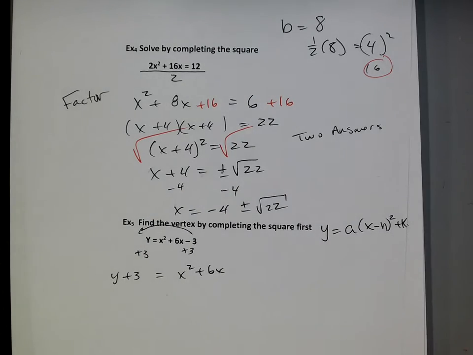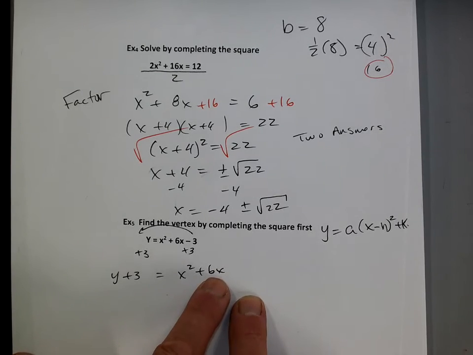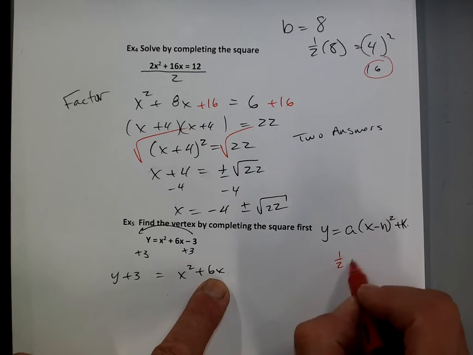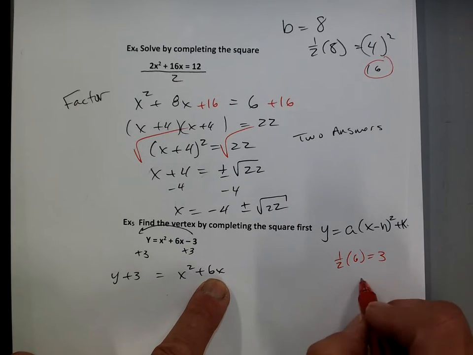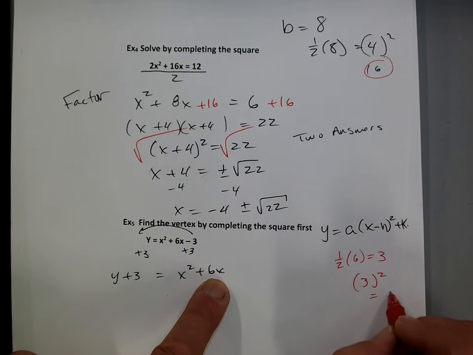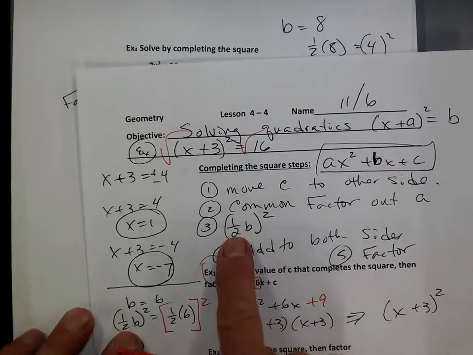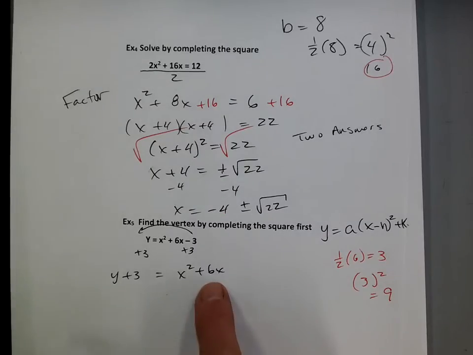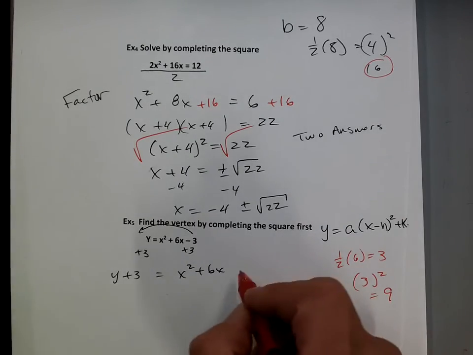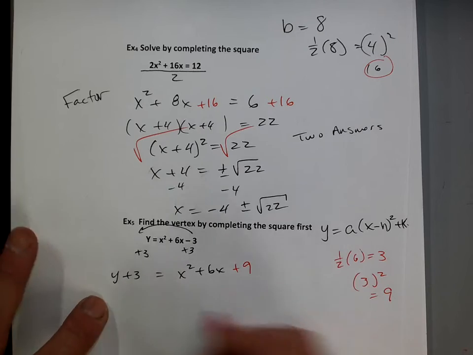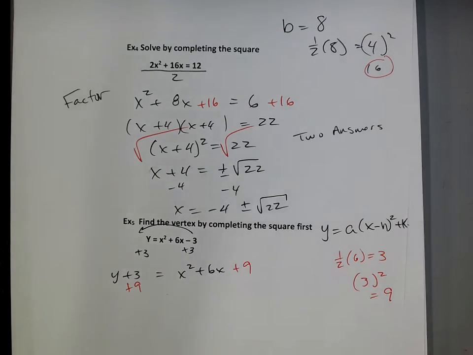Now we're going to complete the square. I'm going to take half of that. Half of 6 is 3. We're going to square it. 3 squared is 9. Okay, so we took half of b, half of 6 was 3, and then we squared it. So we got a plus 9. Now I'm going to add that to both sides. I'm going to go plus 9, and to keep it balanced, plus 9. How am I doing? Hopefully pretty good.